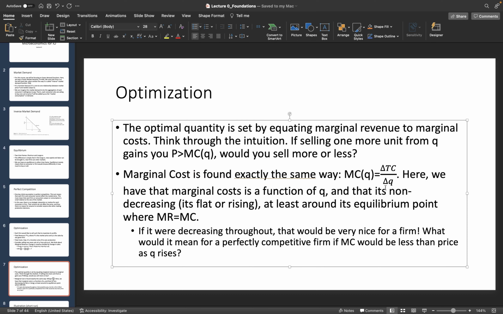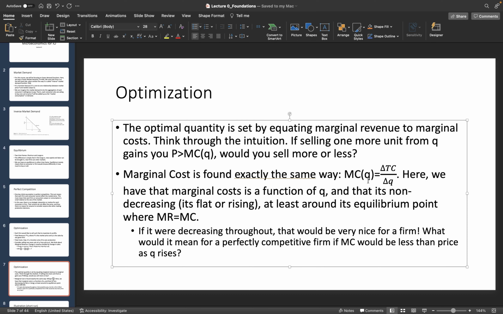What sort of assumptions do we make about marginal costs, or how it's shaped? What is the shape of the marginal cost? It's a function of how much is produced, of total production, Q. It could be a constant. But what is the assumption that we've got moving forward? We will find that marginal cost is a function of Q, and that it's non-decreasing.